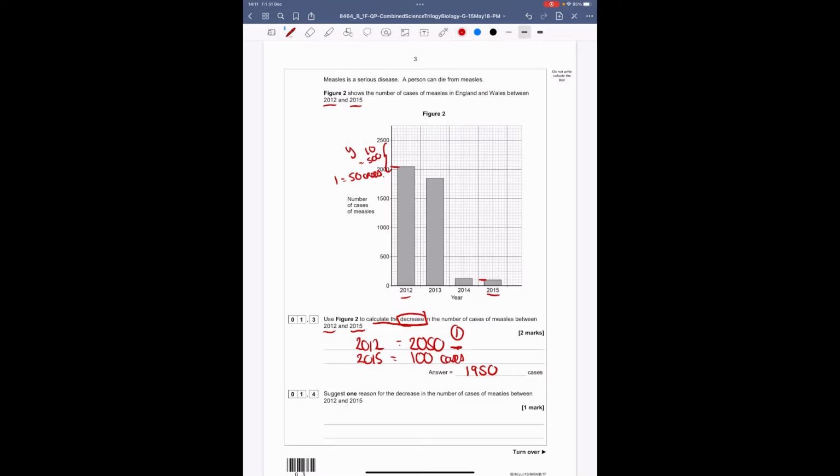Question 1.4, suggest one reason for the decrease in the number of cases between 2012 and 2015. Well, there could be numerous reasons for why measles has decreased, but a key obvious one might be if there are more people vaccinated, okay, which would then stop the disease spreading.